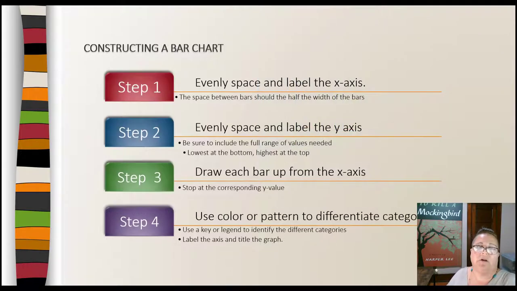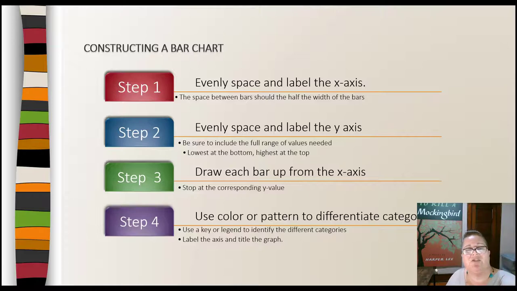So how do we construct a bar chart? Make sure to evenly space and label the x-axis. Generally, the space between bars should be about half the width of the bars. I sometimes make it more or less than that just because I like my bar charts to look kind of close together, but it's a visual thing. Step 2 is to evenly space and label your y-axis. Be sure to include your full range of values needed, lowest at the bottom, highest at the top. Try not to jump too much. It does have to happen sometimes, but we avoid it for the most part.